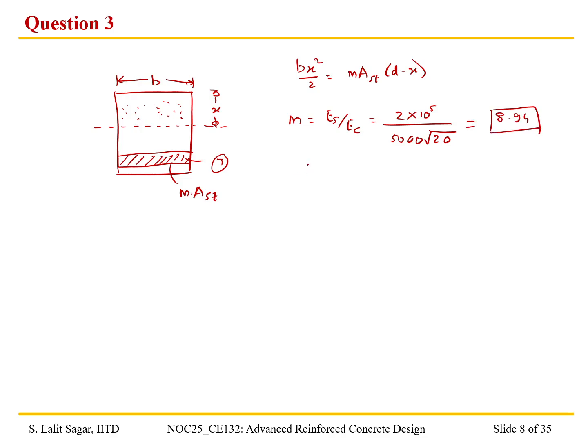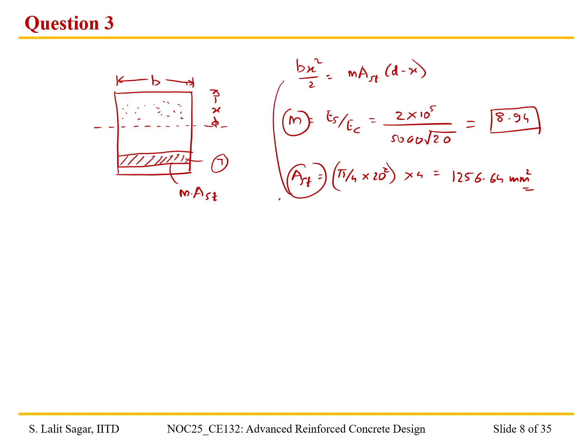Further we need to find out the value of AST. AST is pi by 4 of 20 square, multiplied by 4, that is 1256.64 mm square. So we can start plugging these values in this particular equation.